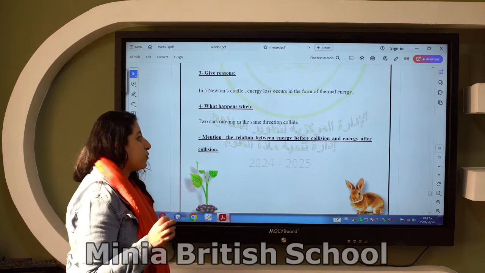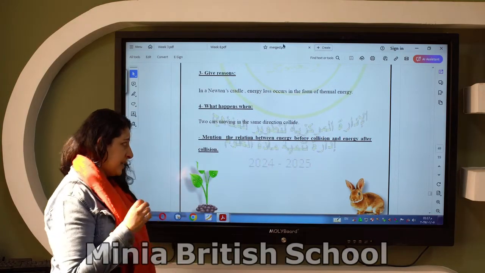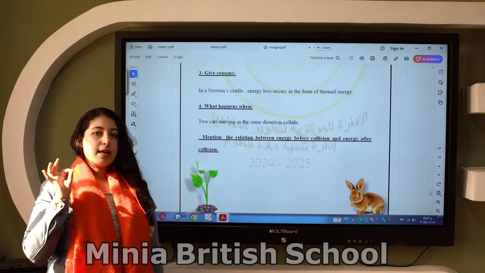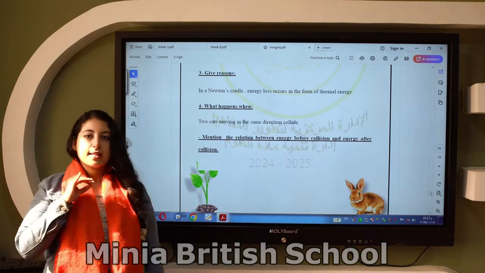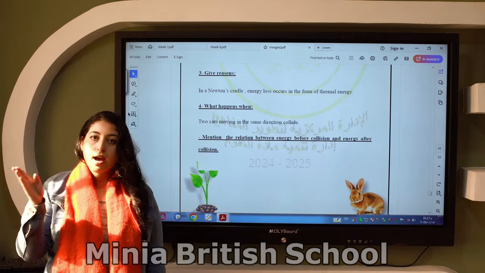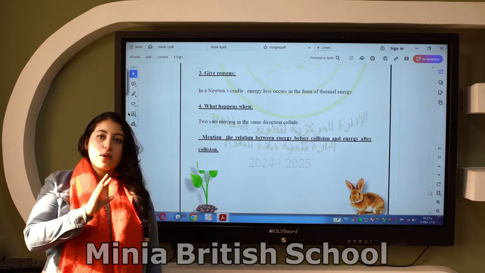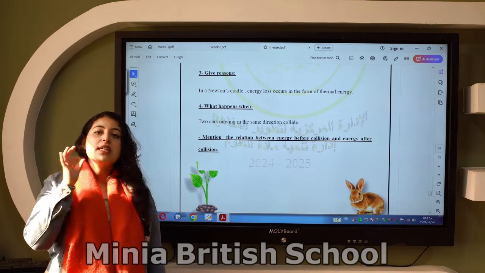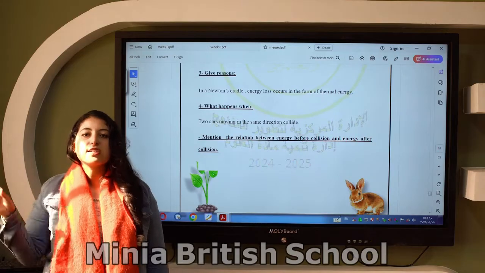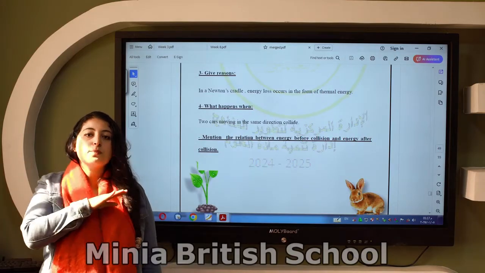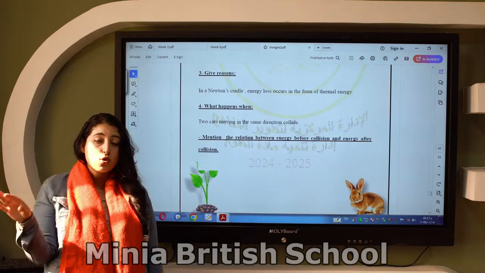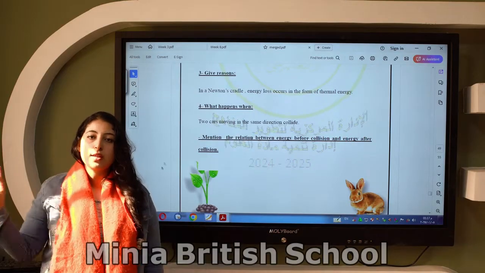Mention the relation between energy before collision and energy after collision. The energy cannot be created, cannot be destroyed. The energy before collision equals the energy after collision. It will not be destroyed, but it changes from one form to another.